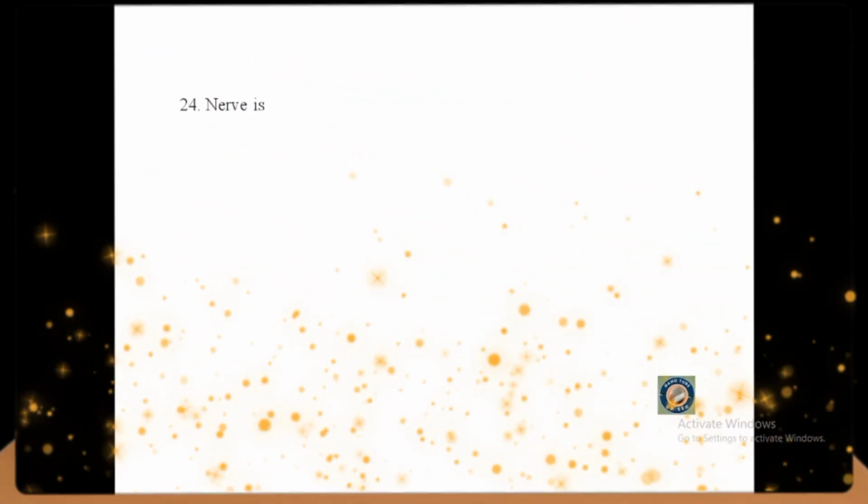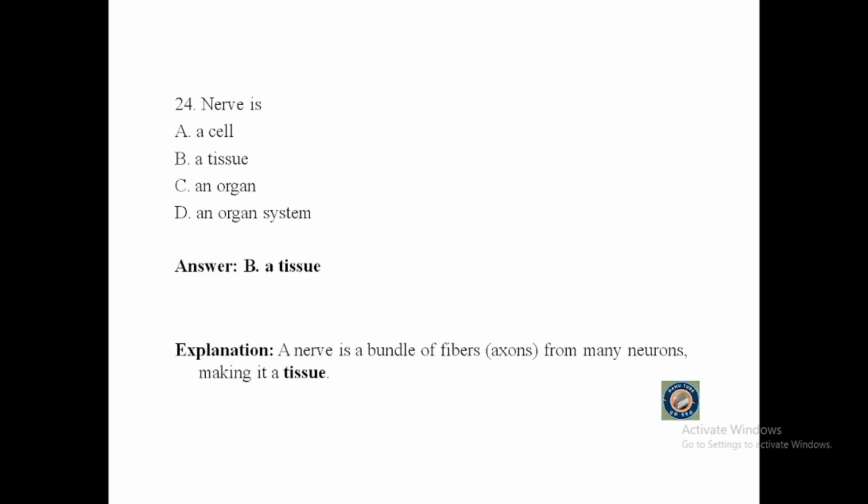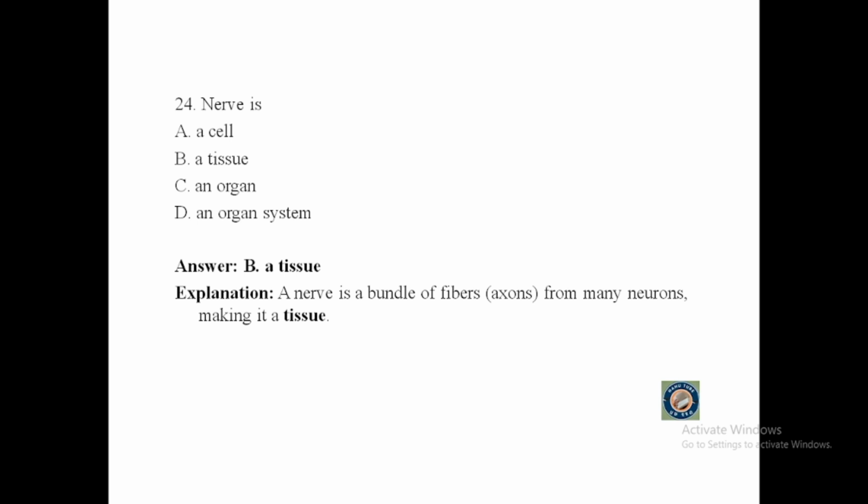Question number 24. A nerve is A. a cell, B. a tissue, C. an organ, or D. an organ system. The answer is a tissue. A nerve is a bundle of fibers or axons from many neurons, making it a tissue.